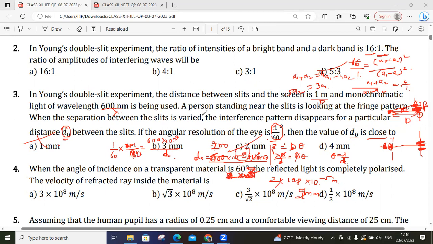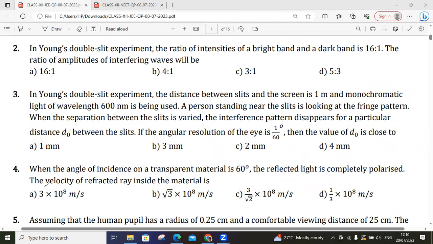So then we'll go for the fourth question. What is the fourth question? When the angle of incidence on a transparent material is 60 degrees, the reflected ray is completely polarized. It means it is Brewster's angle. The velocity of refracted ray inside the material is. So this is Brewster's angle. Tan iB is equal to mu. Correct. So from here you will get mu. Tan 60 is root 3. So mu is equal to root 3.